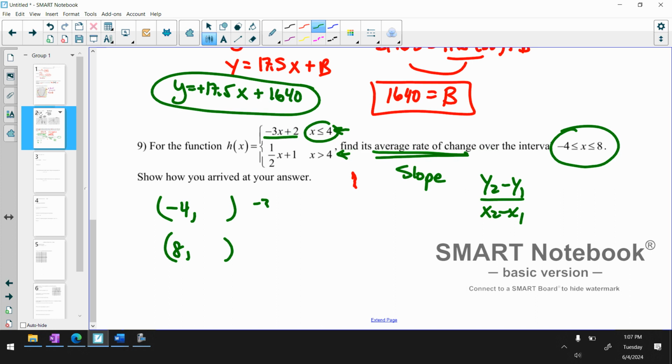So negative 3 times negative 4 plus 2. So that's 12 plus 2, 14. 8. 8's in this one. Half of 8 is 4 plus 1 is 5. There are my 2 points.